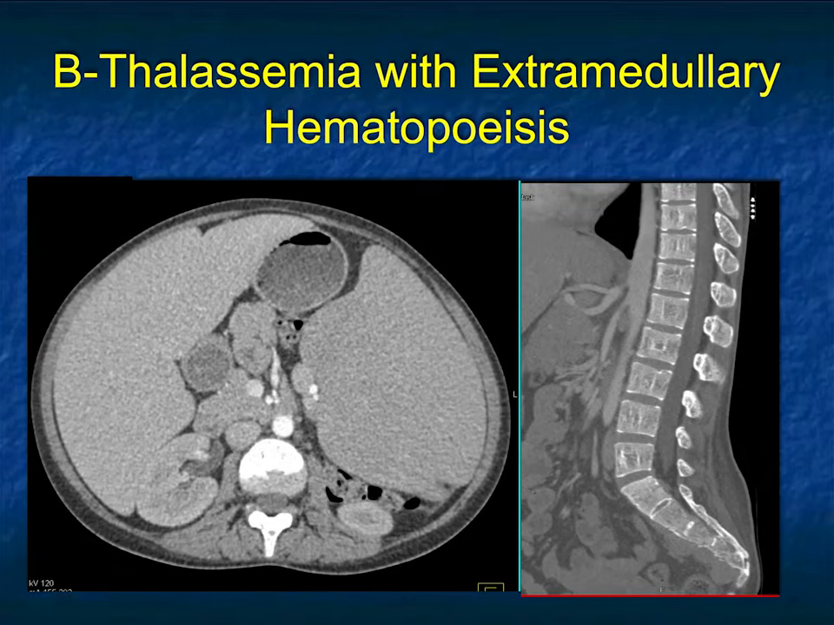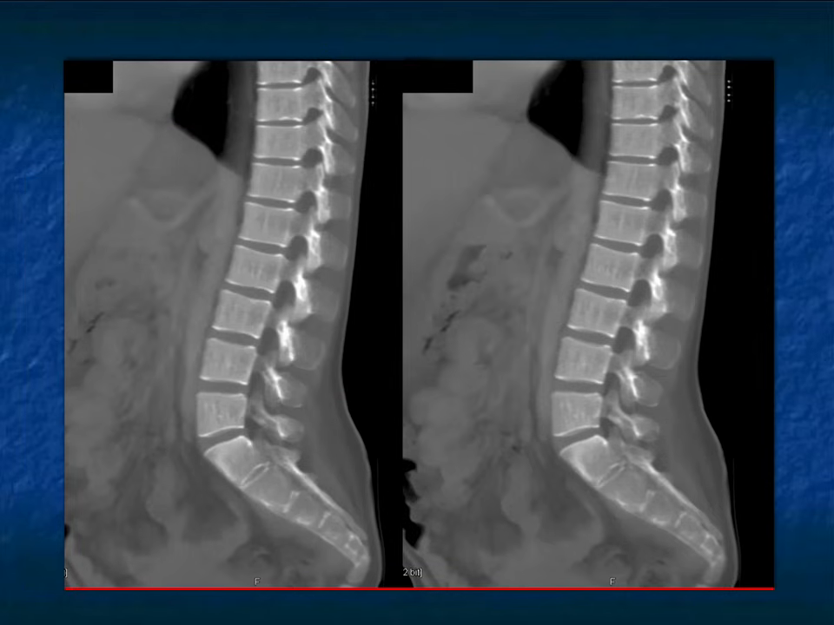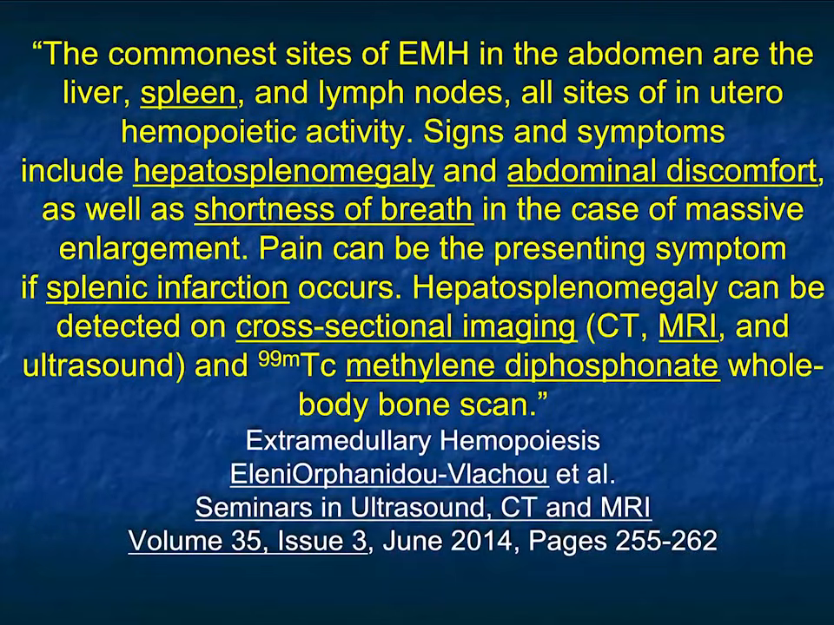In the presacral region, there's extramedullary hematopoiesis here, and there's bony changes in the spine. This was beta thalassemia, very nicely shown also on the 3D rendering. The most common sites of extramedullary hematopoiesis in the abdomen are liver, spleen, and lymph nodes. Signs and symptoms include hepatosplenomegaly, abdominal discomfort, and shortness of breath.